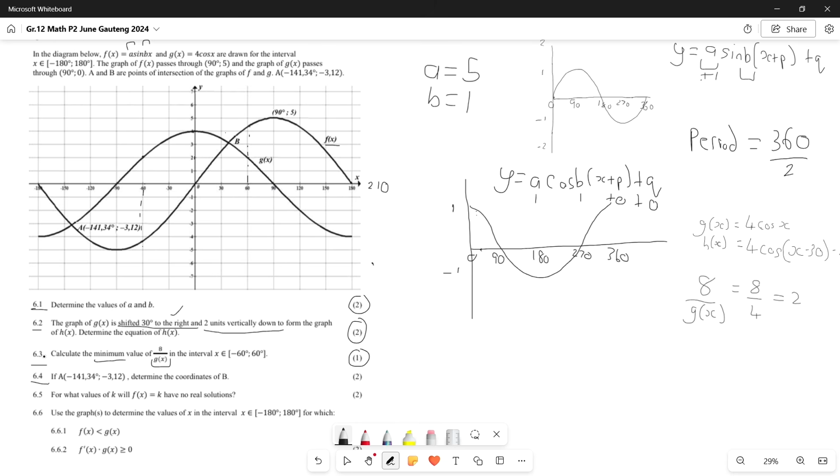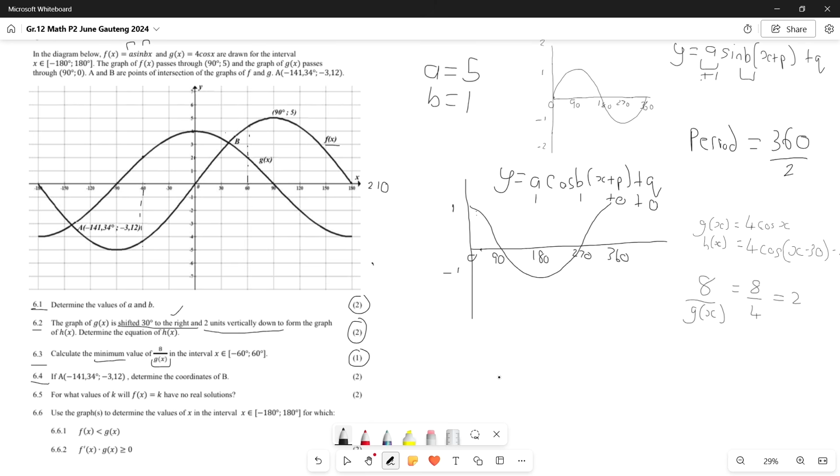From there, we have 6.4, and it says if A is negative 141,34 degrees and negative 3,12, determine the coordinates of B. So B over here is the other intersection point. As they said in the initial writing, A and B are points of intersection of both of the graphs. Okay, so with this, determine the coordinates of B for 2 marks.